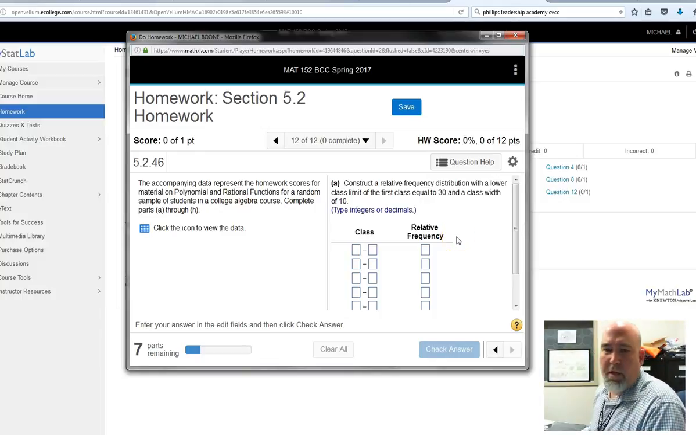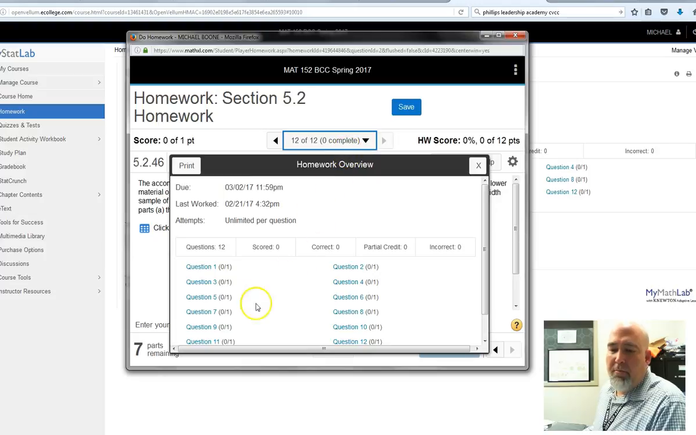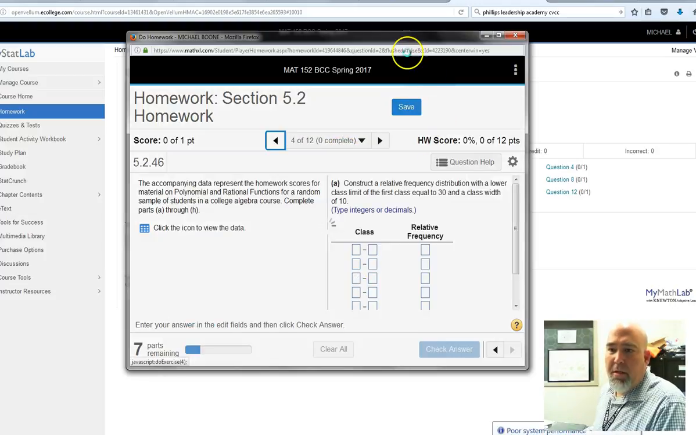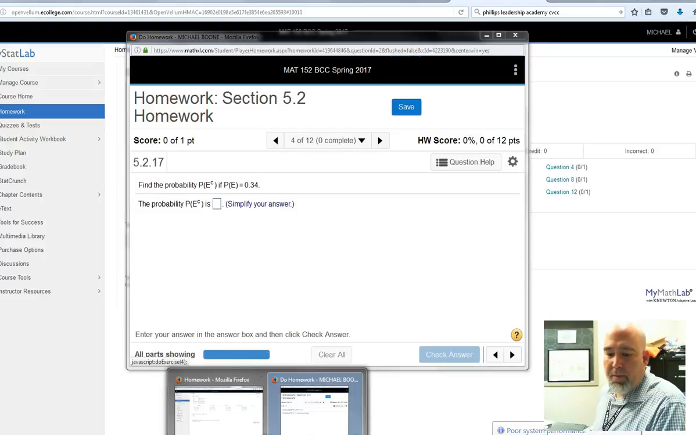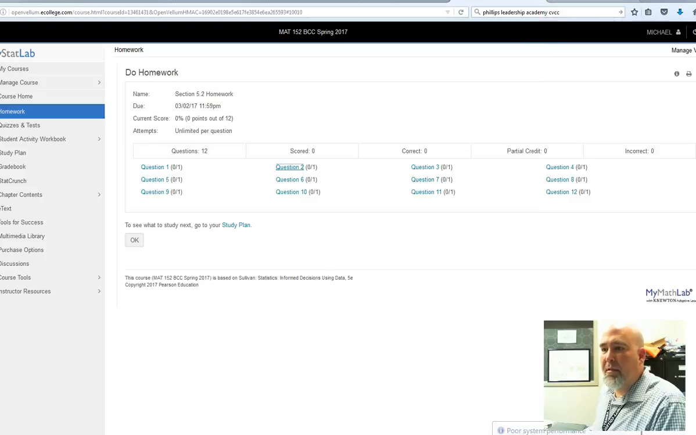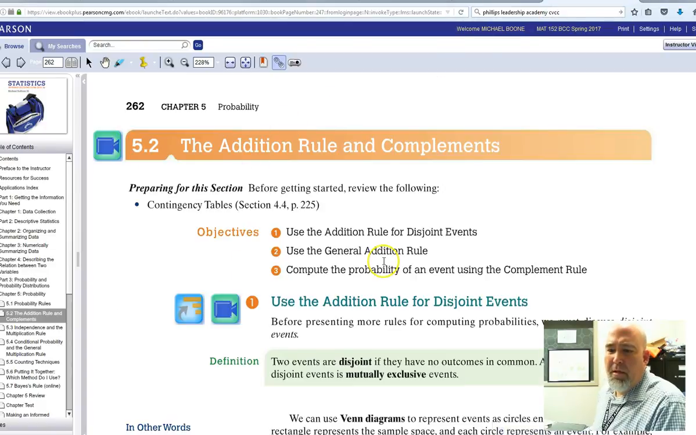In Chapter 5, Section 2, again, still in probabilities, make sure we are reading these sections, but we're talking about the general addition rule. And so in the text, they have some more definitions. They'll have some pictures available of diagrams and how we can represent this.